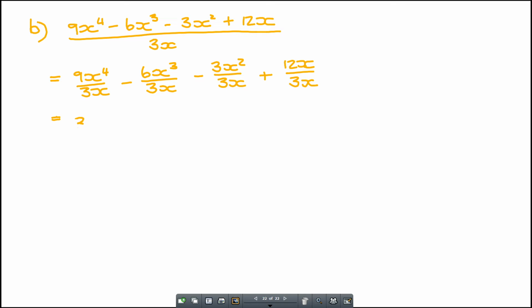Okay, so I'm going to have 3x to the power of 3 minus 2x to the power of 2 minus x plus 4.